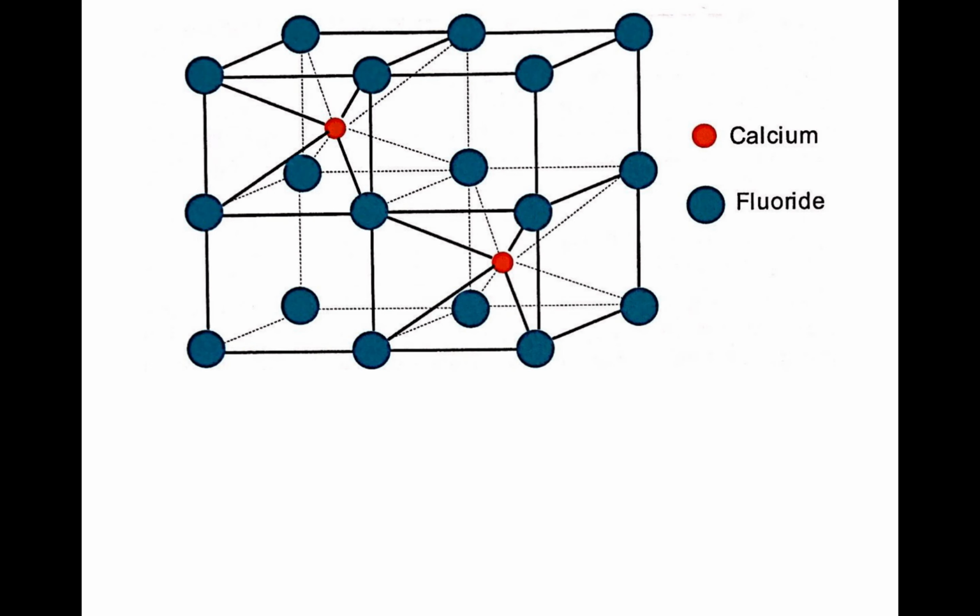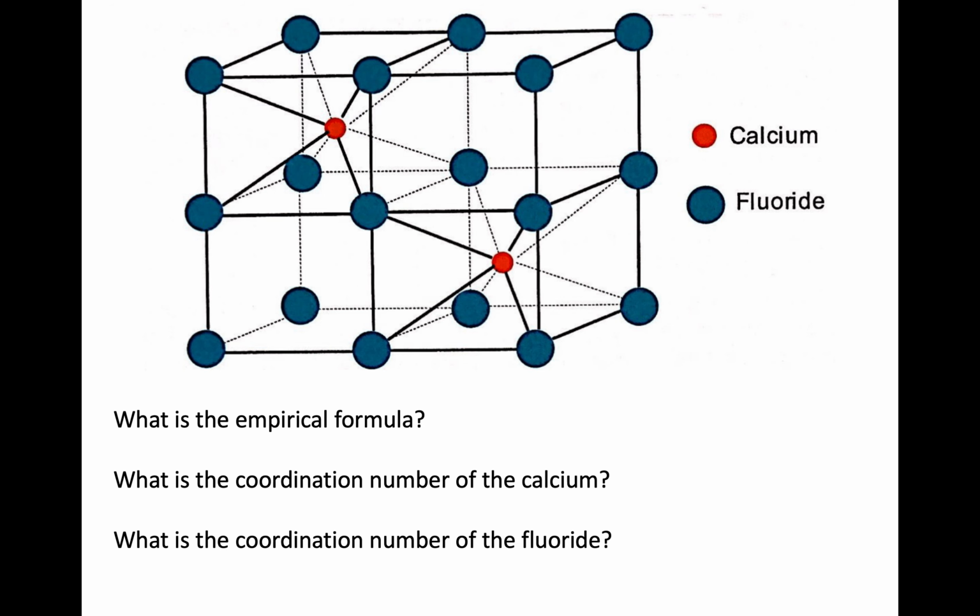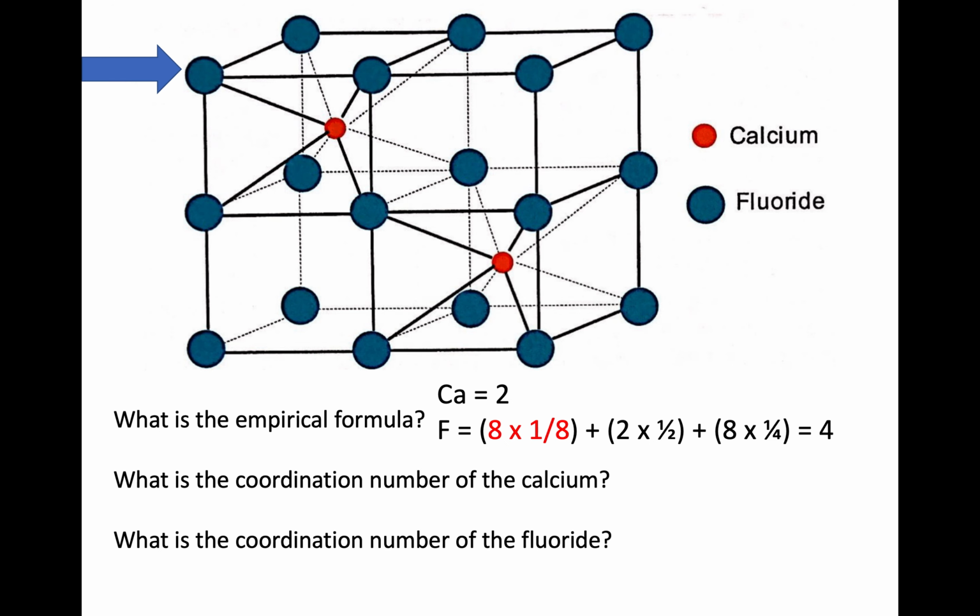So here we see a description for calcium with fluoride anions. So let's put into practice some of our skills here. Let's, based on inspection, see if we can come up with an empirical formula and then think about what the coordination number would be for the cation and the anion. So when I say the empirical formula by inspection, I'm just going to look at that. I'm going to see that I have 2 calciums within the unit cell. For the fluoride, I've got to do a little math here.